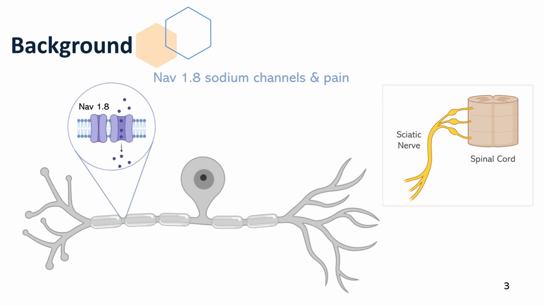NaV1.8 channel blockers have been considered to be great candidates for the treatment of severe pain states, like neuropathic pain. Since ambroxol suppresses NaV1.8 more effectively than other sodium channel types, it has been chosen as a prototypic compound.